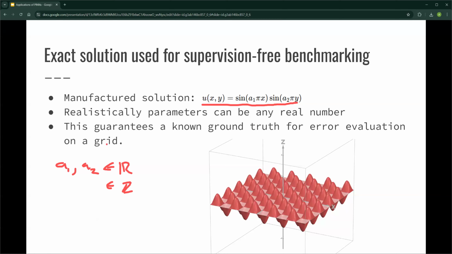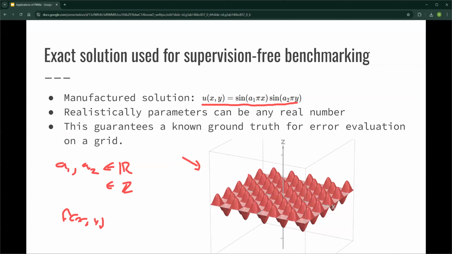Once we have this function, we will derive the forcing term, like I mentioned before, f(x, y), so that this u(x, y) satisfies the Helmholtz equation exactly. And this lets us compute test error on a dense grid without using labeled training data. So this is our data. We essentially create data using this function right here.